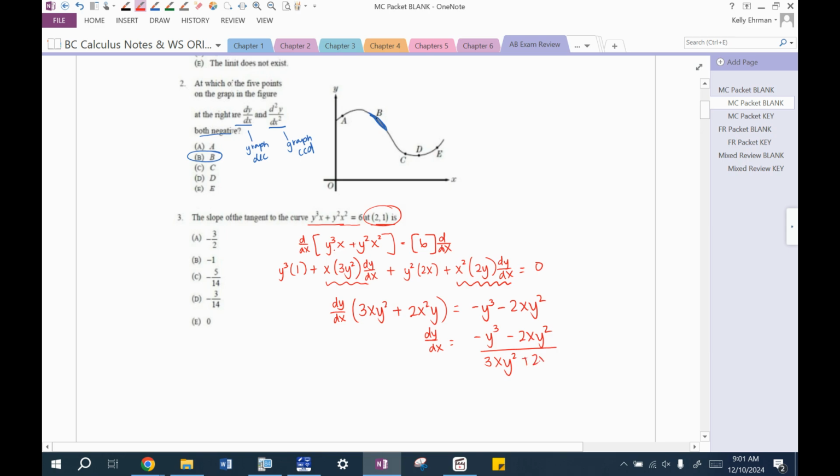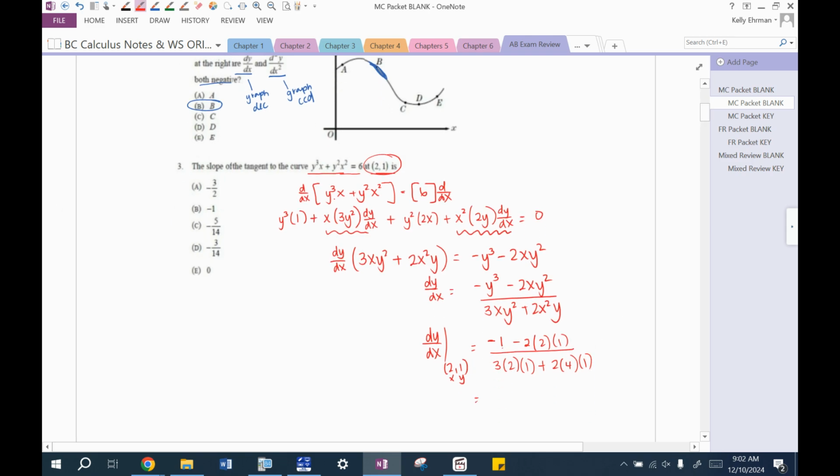Let's assume these are all non-calculator, by the way, until it switches in the packet. So this whole first section is non-calc. And then we are supposed to evaluate that at the ordered pair 2, 1. Remember, 2 is x and 1 is y. So we just carefully plug this in. Negative 1 to the third is negative 1 minus 2 times 1 squared over 3 times 2 times 1 squared plus 2 times 2 squared times 1.